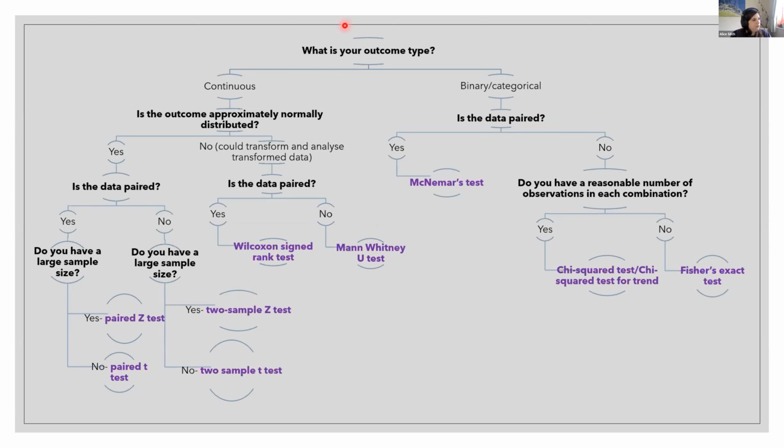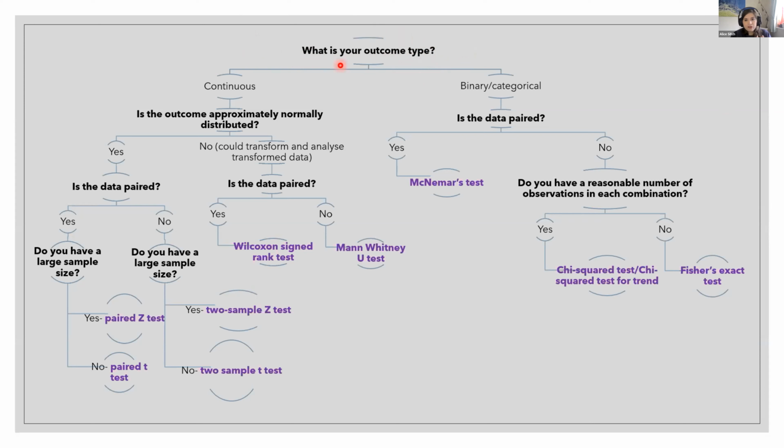So first of all, what is the outcome type? This really is the most important question, and this isn't just for a two group comparison, this is across all of the analyses that you might do. I'm always thinking about what is the outcome and what is the outcome type, and that sets me up to really think about the type of analysis that I am going to do.